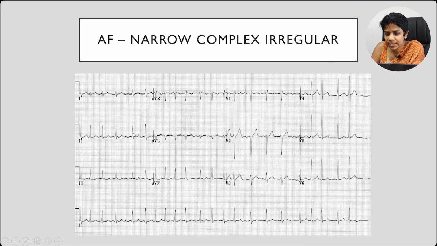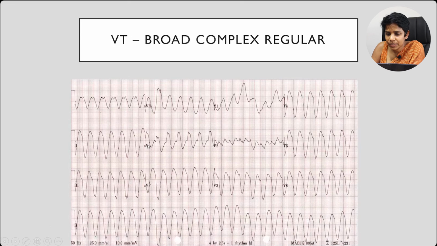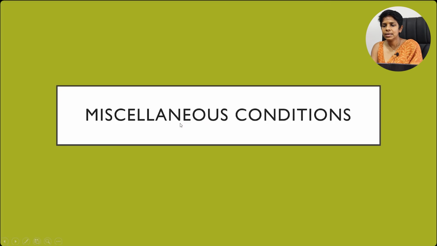Here you can see again complexes are narrow, but it is irregular. RR interval varies. And again fast tachycardia. So it is a narrow complex irregular tachycardia. This patient has atrial fibrillation. Here you get complexes which are broad, but again regular. So broad complex regular tachycardia, and this patient has ventricular tachycardia.